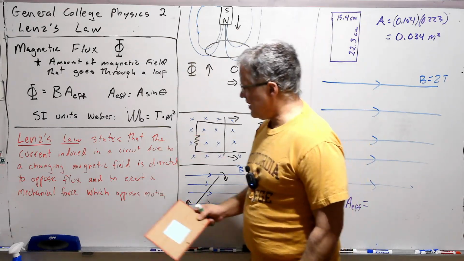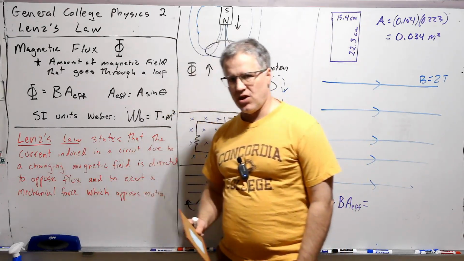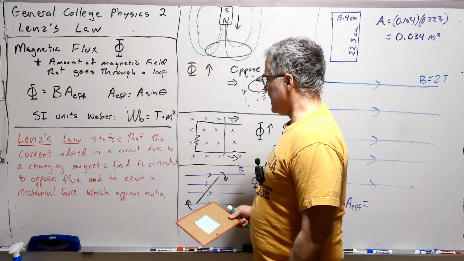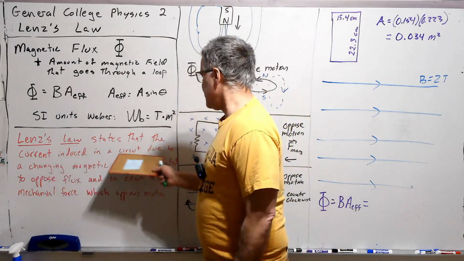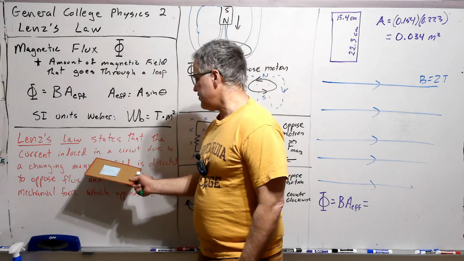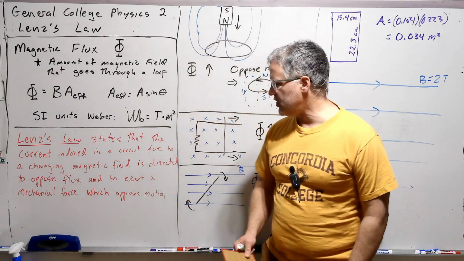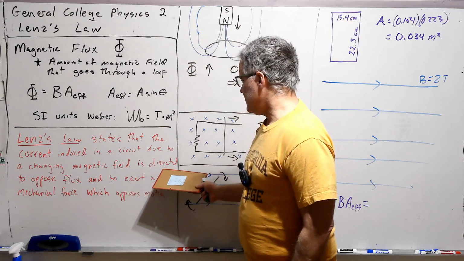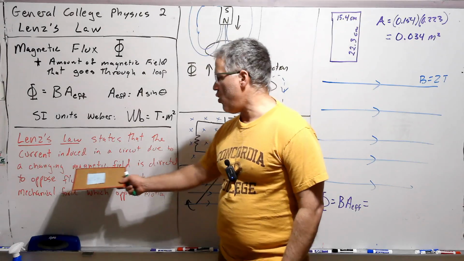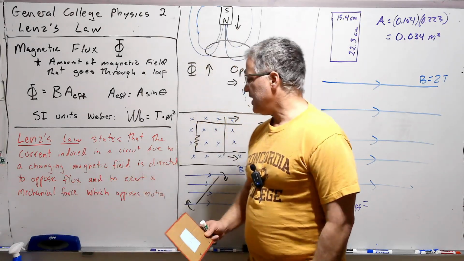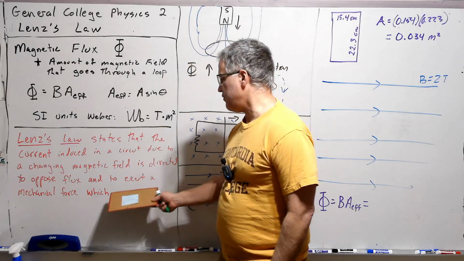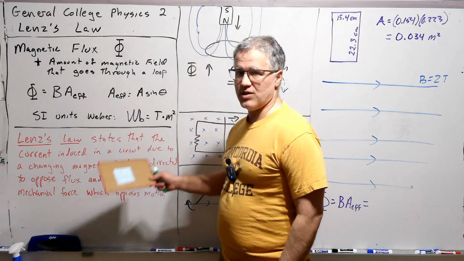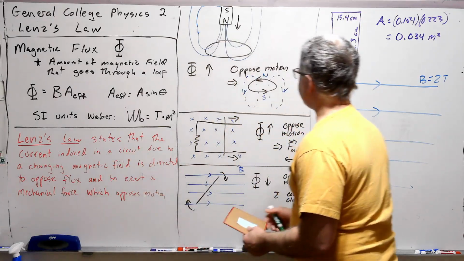All right, well, this brings us to Lenz's law, and we'll just state the law here, and we'll see some of the consequences, and then we'll see how it rolls into Faraday's law next lecture. So Lenz's law states that the current induced in a circuit due to a changing magnetic field is directed to oppose the flux and to exert a mechanical force that opposes motion. Okay, so let's see what that all means here.